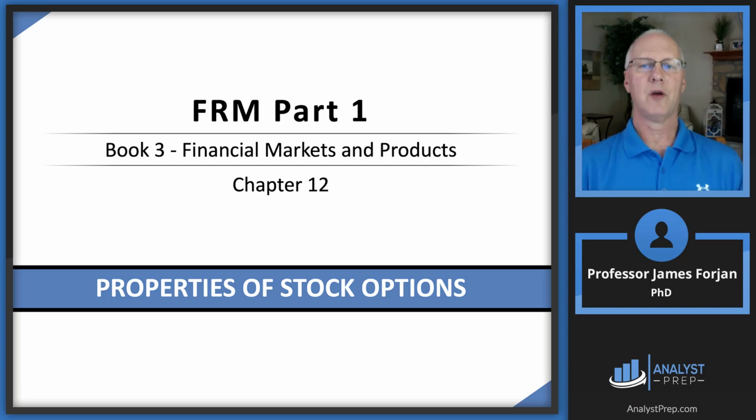This is FRM Part 1, Book 3, Financial Markets and Products, Chapter 12, Properties of Stock Options. And this is really a natural extension of what we talked about back in Chapter 11. But it's really a great preview of what we're going to talk about many chapters ahead when I introduce the Black-Scholes-Merton option pricing model. And we're going to take some of these really important variables and try to price a call option. And then by implication, we can also price a put option.